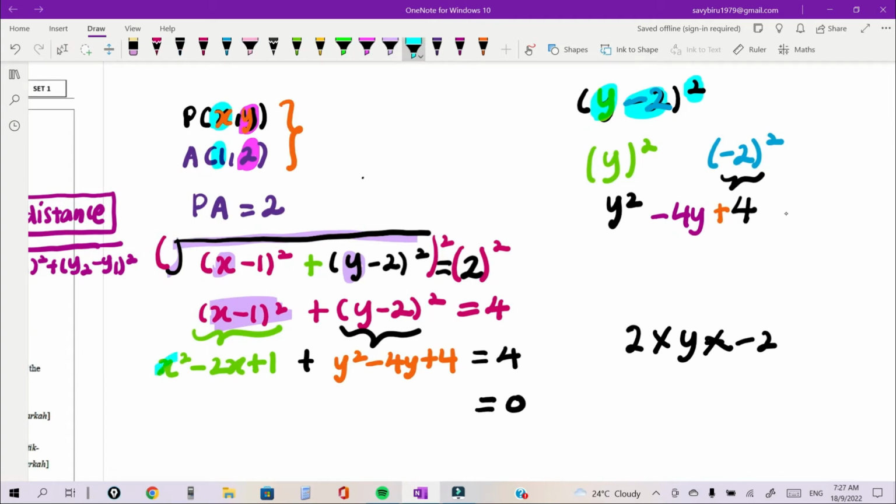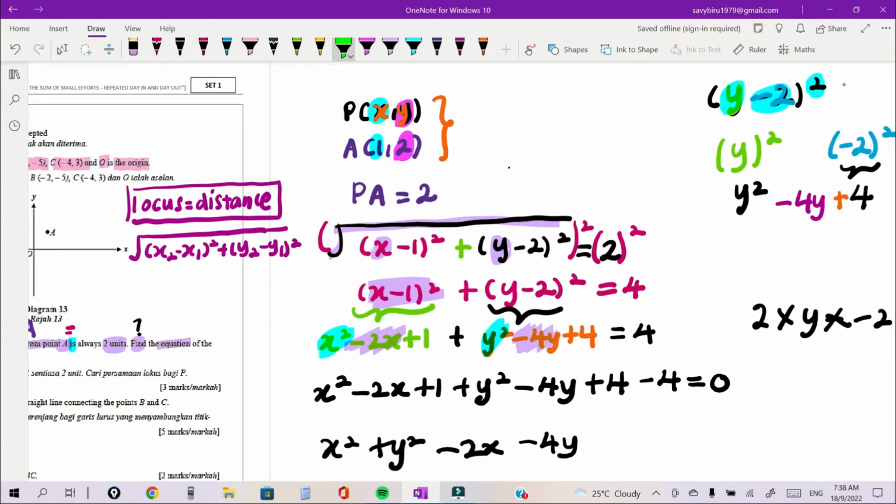So we have x squared, only one term, so you write it. y squared is the same, just one, so just write it. Next we have negative 2x, also just one term. Next we have negative 4y, also just one term. This one is positive 4, you bring to the left, becomes negative 4. Next we have positive 1 plus positive 4 is positive 5. For this positive 5 minus 4 becomes positive 1.